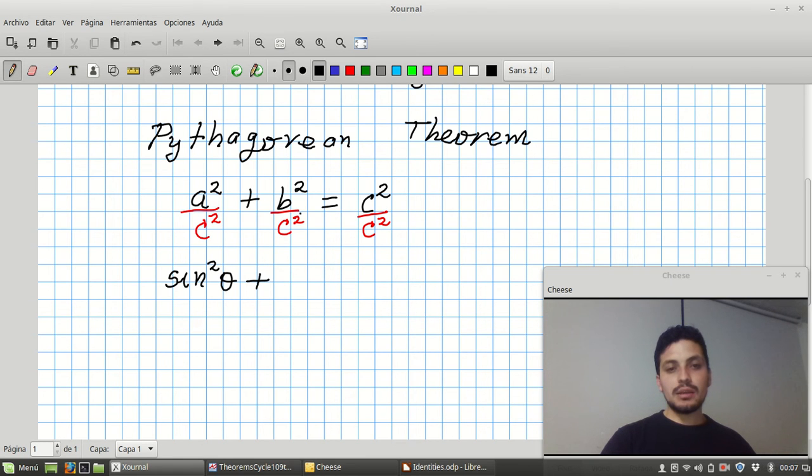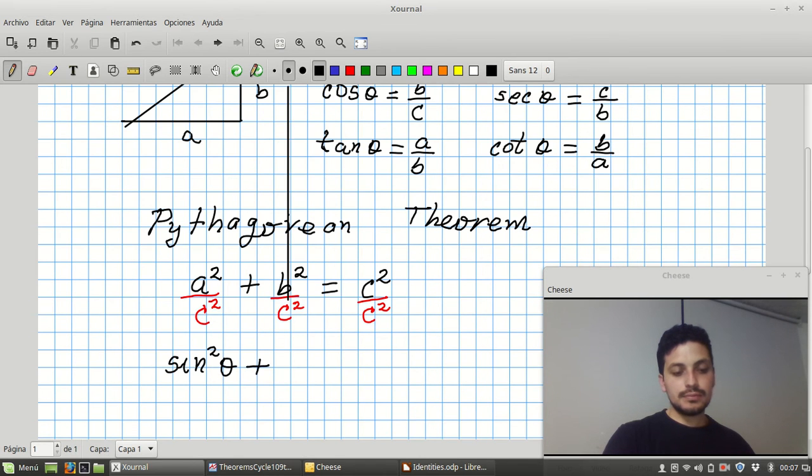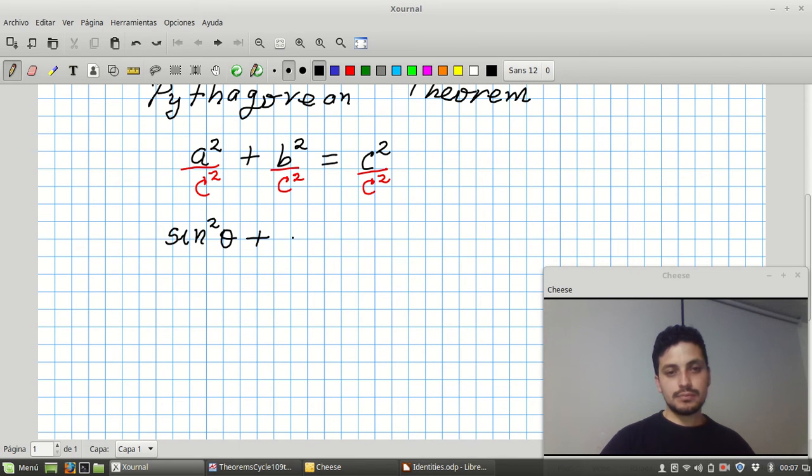b over c, but b over c is cosine. Cosine, so cosine square equals, and c squared divided by c squared is 1. So this is the first Pythagorean identity.